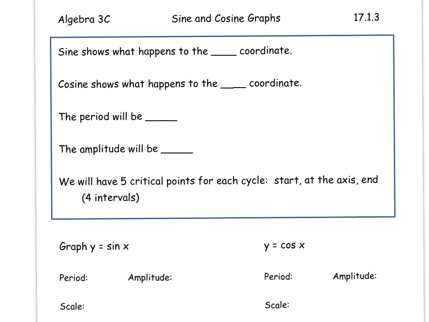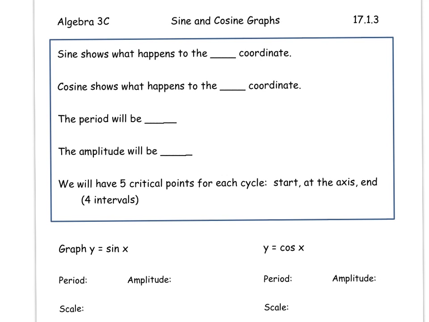So, the sine shows what happens to the blank coordinate. When we were talking about sine and cosine on the axes, your sine was the y value, okay? Y over r, and that's what we are going to do.